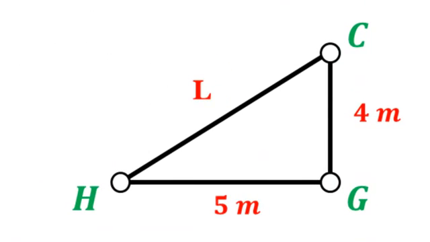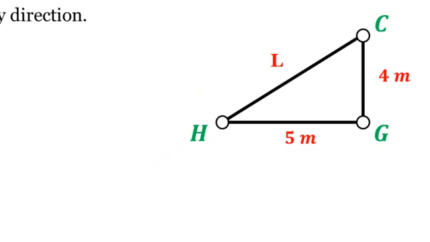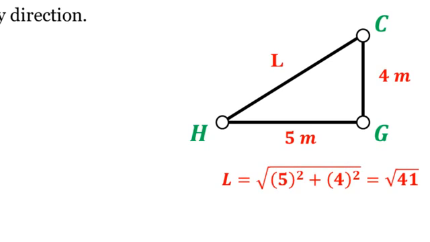Okay, this triangle shows the members HC, HG and CG. We have HG to be 5 meters, the length of HG. The length of CG is 4 meters, and we need to find the length of the member HC. How can we find this? Okay, Pythagorean, square root of the sum of the squares. I will have L to be the square root of 41.